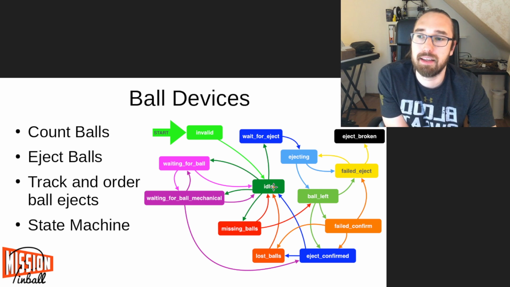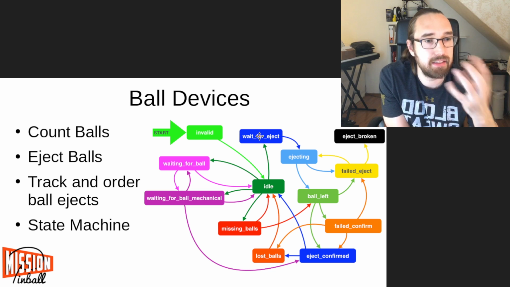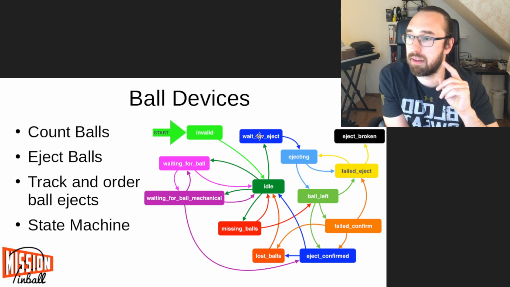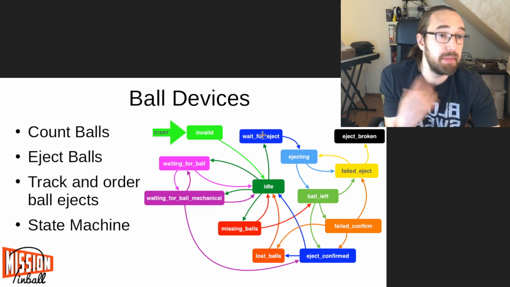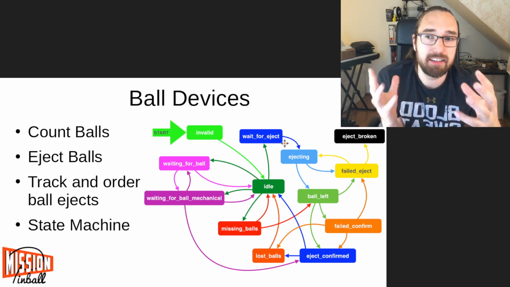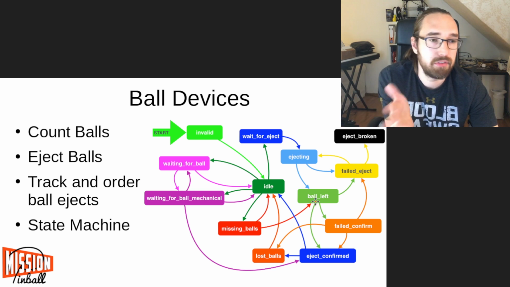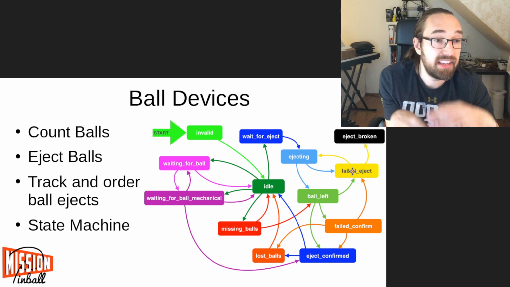And from there, it can go to wait for eject when it gets an eject request, and there need to be some preconditions. We will talk about that next. After those are met, it will go into the ejecting state. And from there, either the ball leaves, right? It's left, then we track the ball, or it can fail to eject the ball.